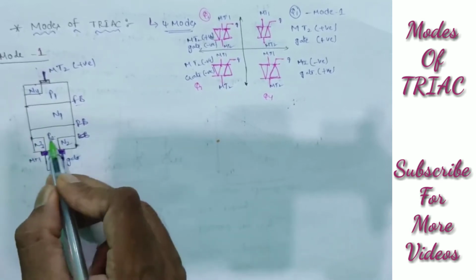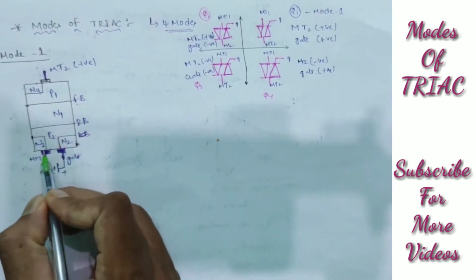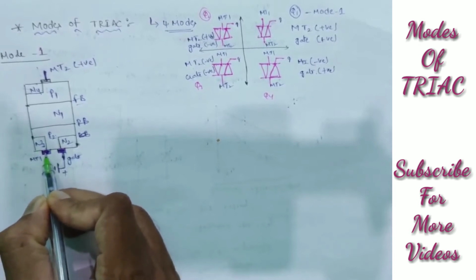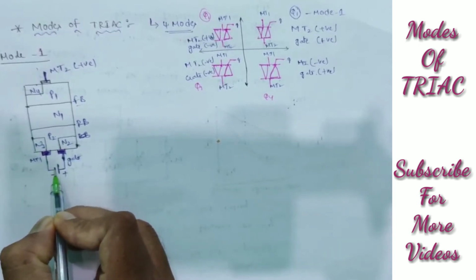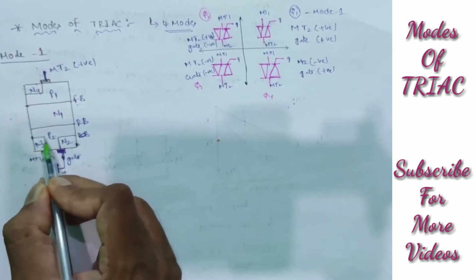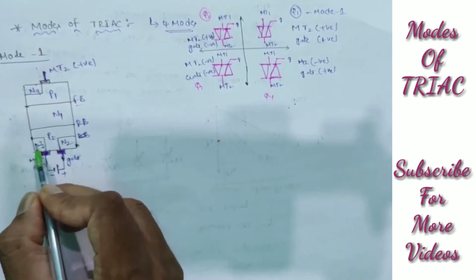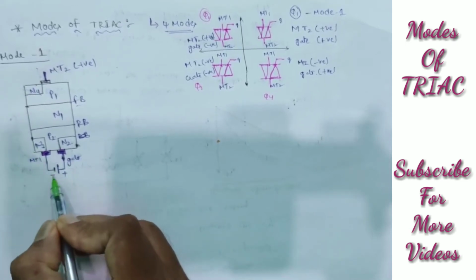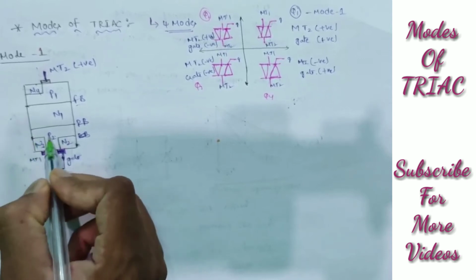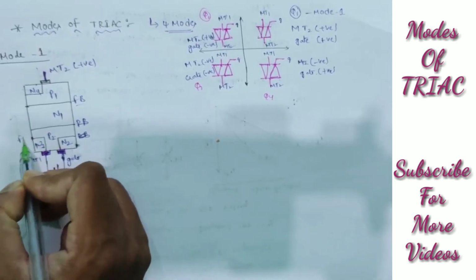Why the P2 N3 junction is forward biased, I will explain. The N3 junction, that is MT1, is connected to the negative terminal. So N3 also has electrons, the negatively charged ions, since the negative terminal is connected to N3. So P2 and N3 are also in forward bias.